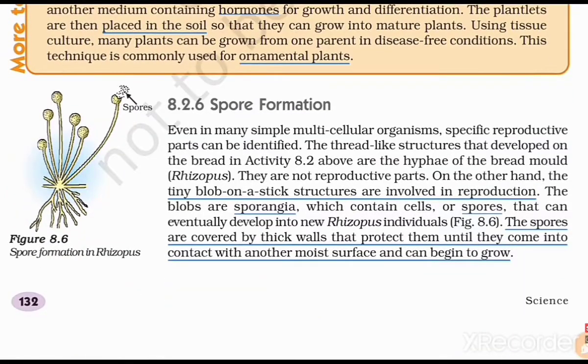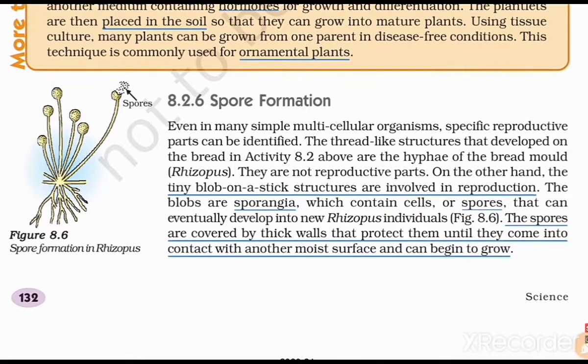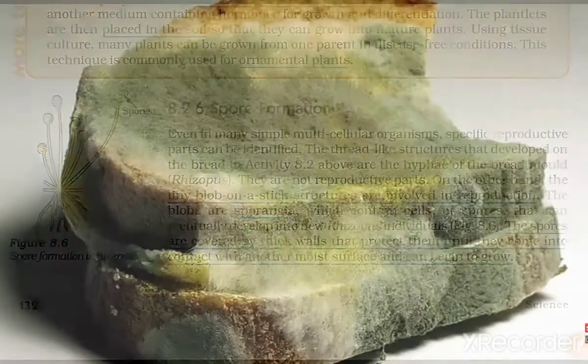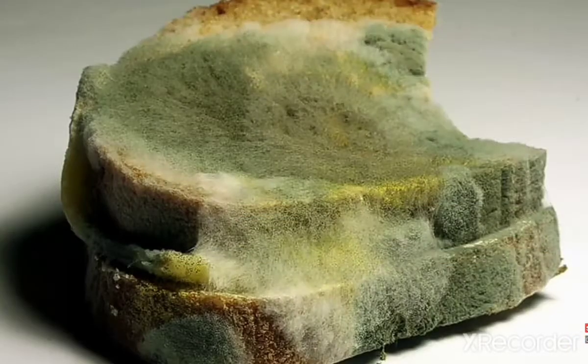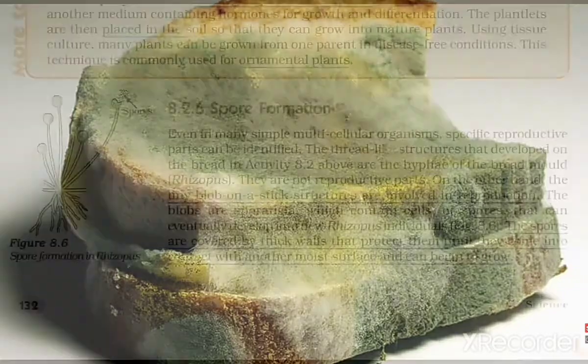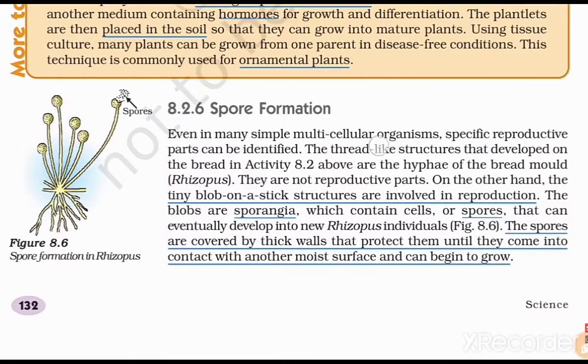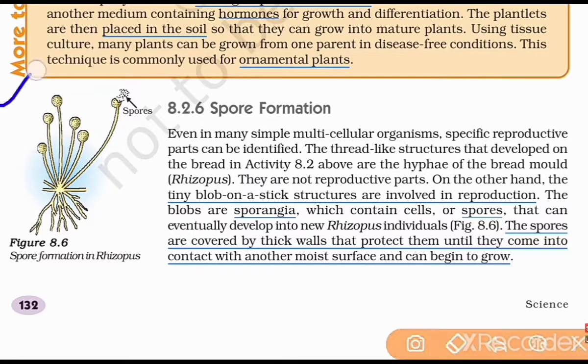Hello students, let us study about spore formation. Spore formation occurs in Rhizopus, a bread mold. It is a good example of bread mold. There is a fungus on the surface of the bread. See, it is a multicellular organism, and specific reproductive parts can be identified.